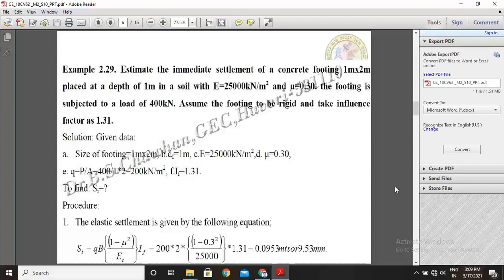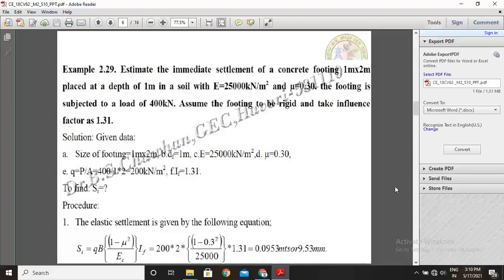Next problem: estimate the immediate settlement of a concrete footing 1 meter by 2 meter placed at a depth of 1 meter in a soil with E equal to 25,000 kilonewton per meter square, and Poisson's ratio mu equal to 0.3. The footing is subjected to a load of 400 kilonewton. Assume the footing to be rigid and take influence factor as 1.31.